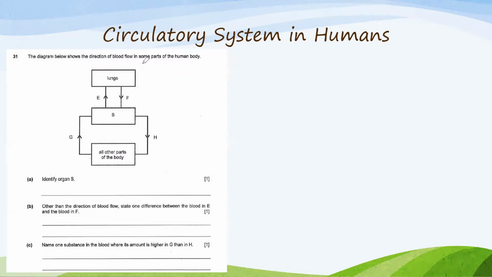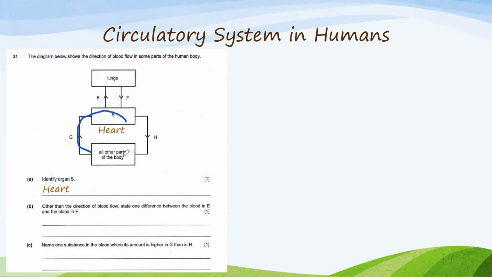Organ S is the heart. Part B. Other than the direction of blood flow, state one difference between the blood in F and the blood in E. For F, the blood is from the lungs to the heart. For E, the blood is from the heart to the lungs.